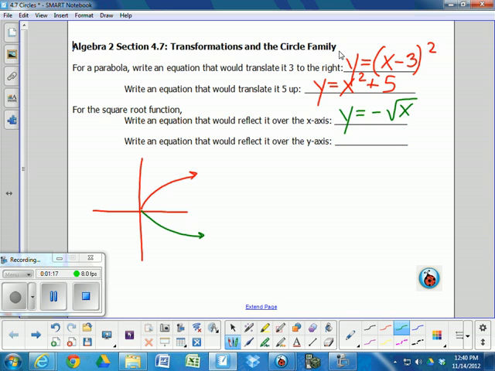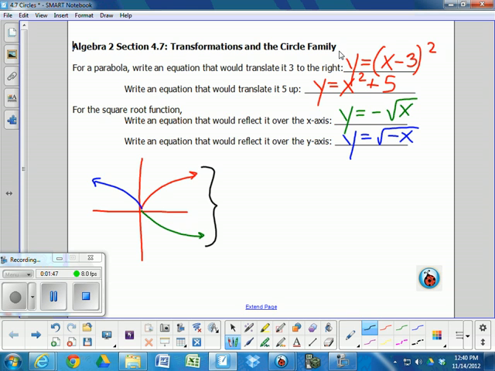And then what about flipping it the other way? Over the y-axis. Jackson? Y equals square root of negative x. Okay. Good. How would you get the calculator to graph both of these so that it looks like a parabola laying down?